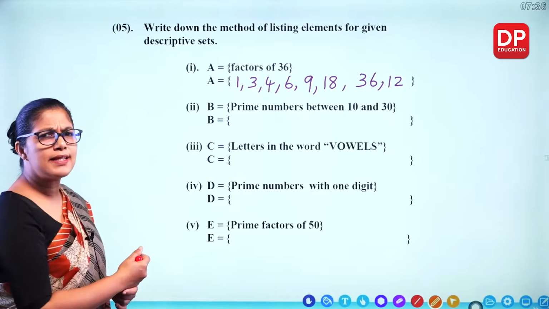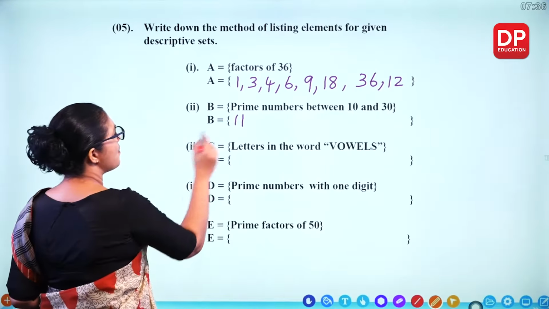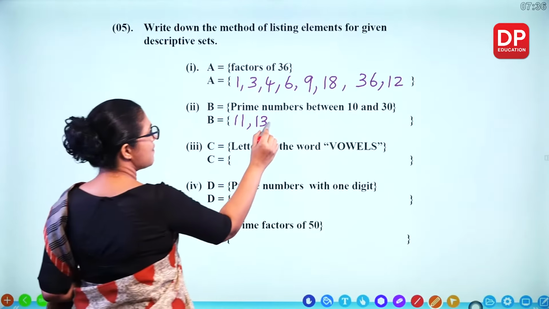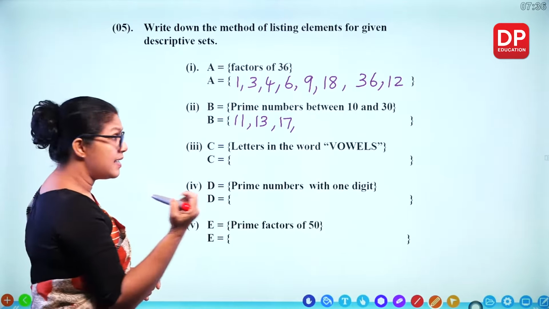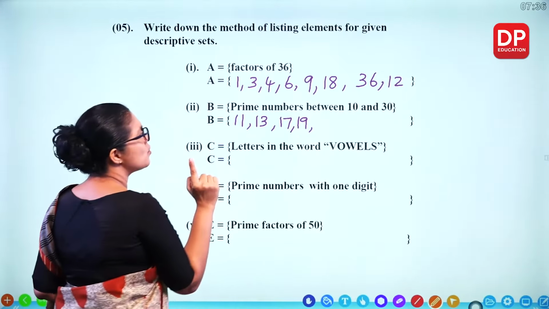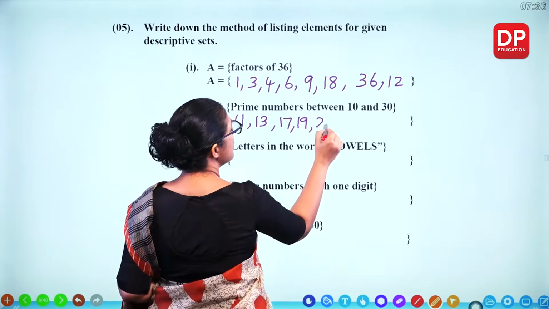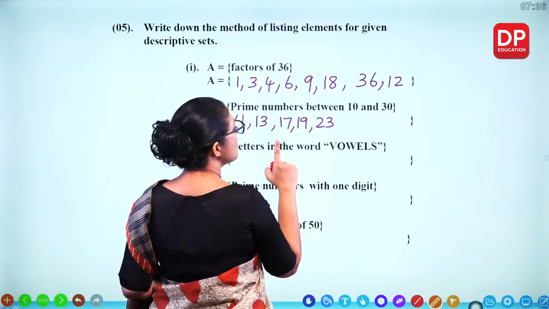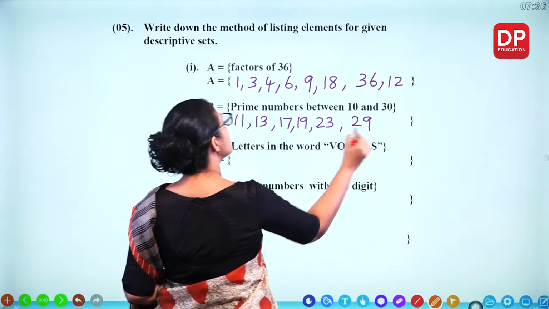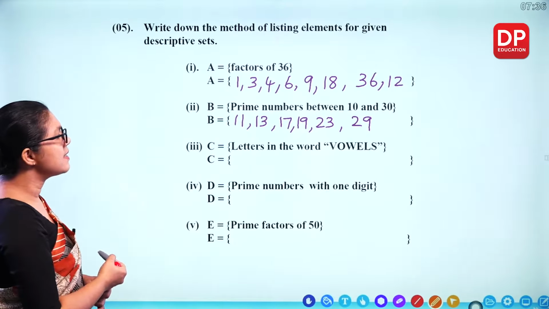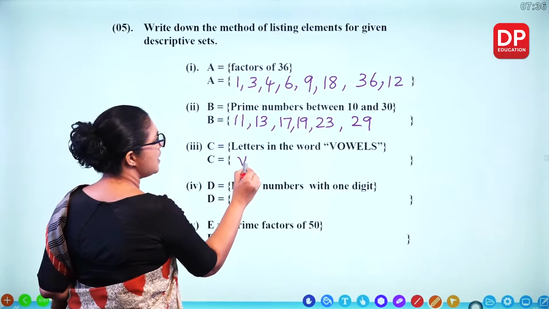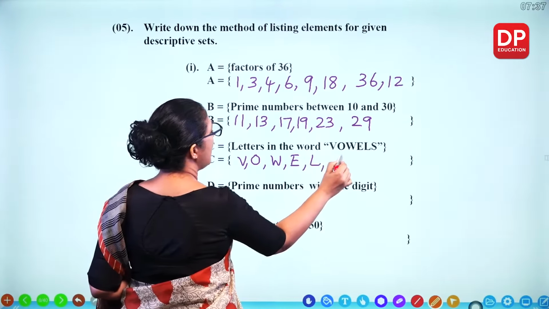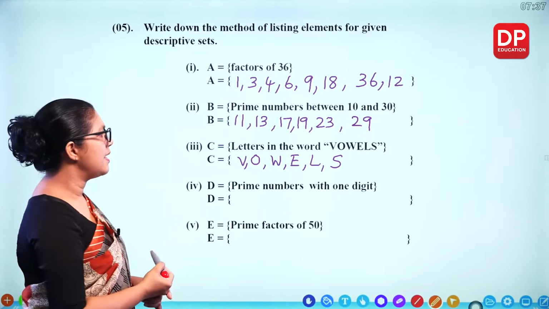Prime numbers between 10 and 30. 11 is a prime number. 12, 13, 14, 15, 16, 17 again, 18, 19 is a prime number, 20, 21, 22, 23 is a prime number, 24, 25, 26, 27, 28 and 29. So these are the prime numbers. Letters in the word vowels. What are the letters? V, O, W, E, L, S. So these are elements in the word vowels.